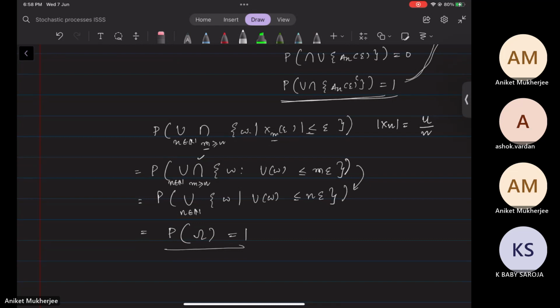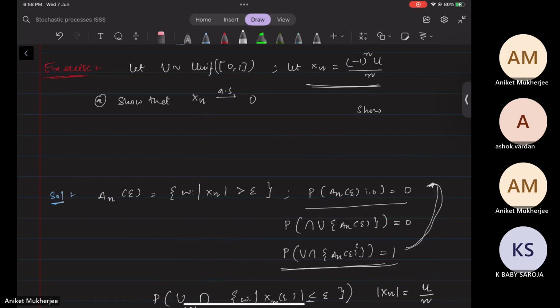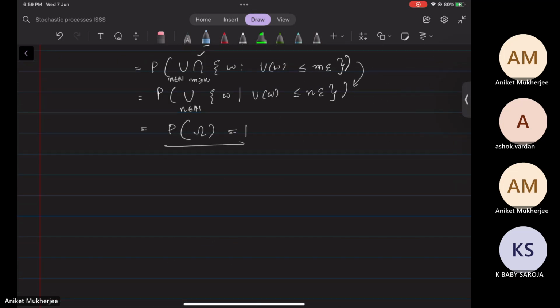The next question, the same question here is part B. Show that X_n converges in mean squared sense. Okay, B.